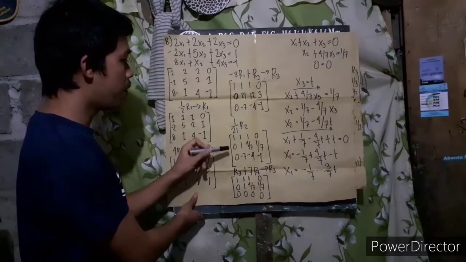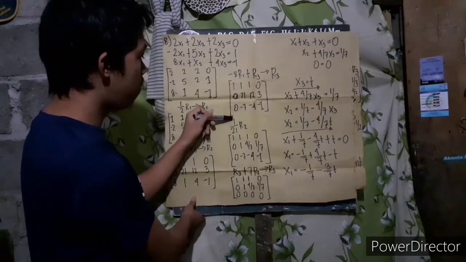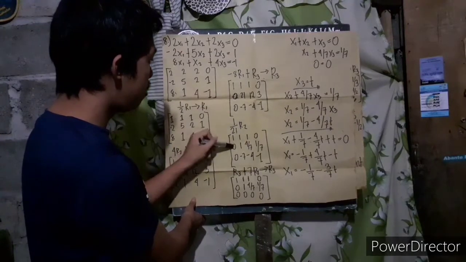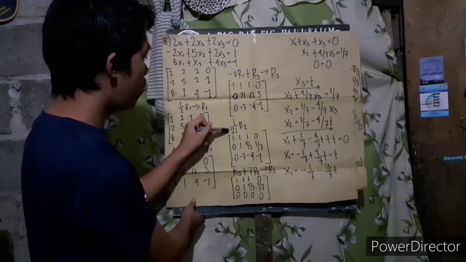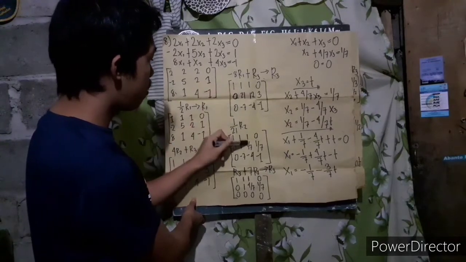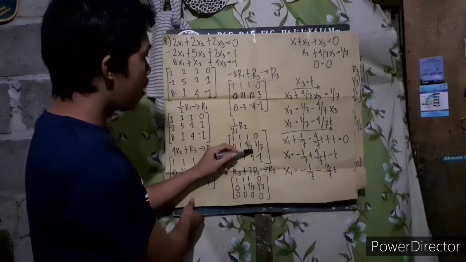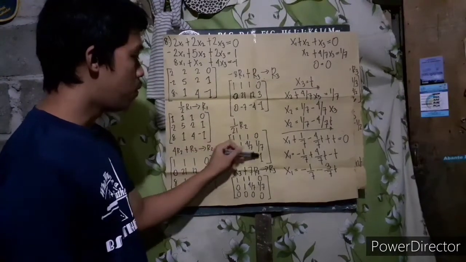Next, we need to make our row 2 become 1 here. So we need to multiply our row 2 by 1 over 21. So 1 over 21 times 0 equals 0. 1 over 21 times 21 equals 1. 1 over 21 times 12 equals 4 over 7. 1 over 21 times 3 equals 1 over 7. So copy again the other row.